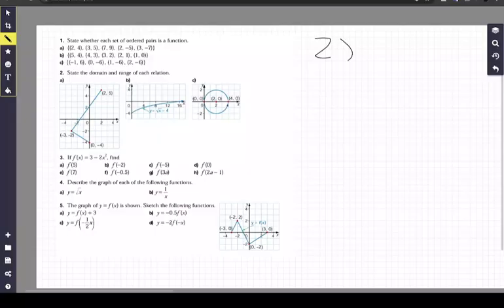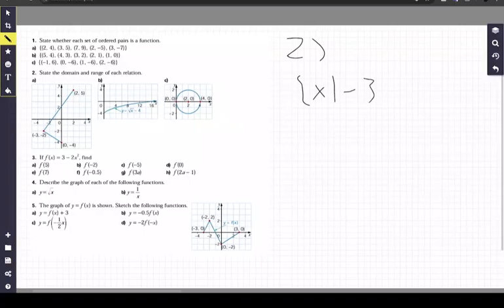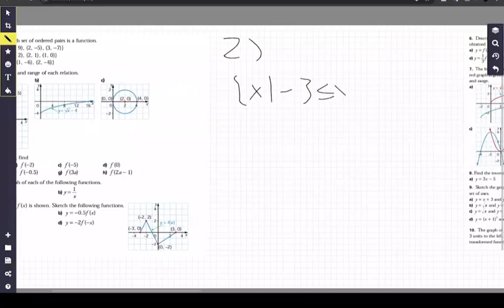So for A, this is very restricted. Our axis goes from -3 all the way to 2. So that means the domain is x such that -3 is less than or equal to x is less than or equal to 2, and x is a real number, right? So that is our domain.